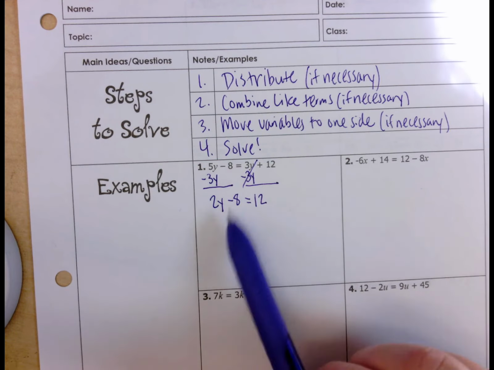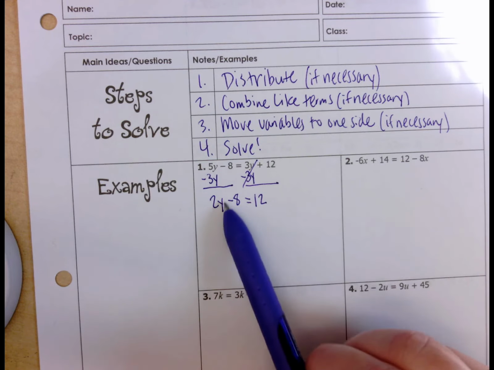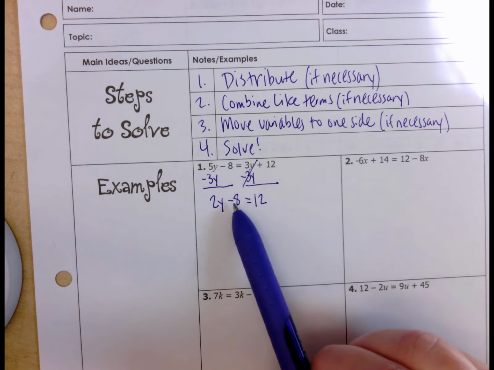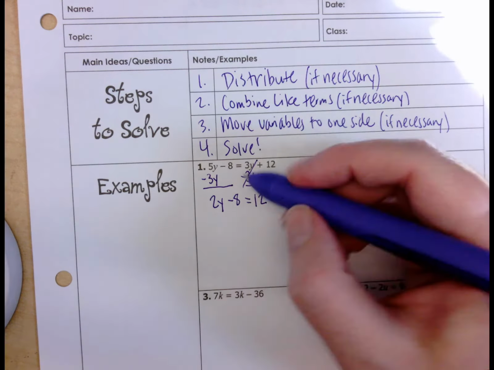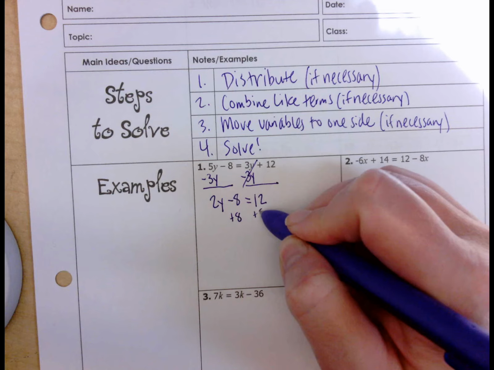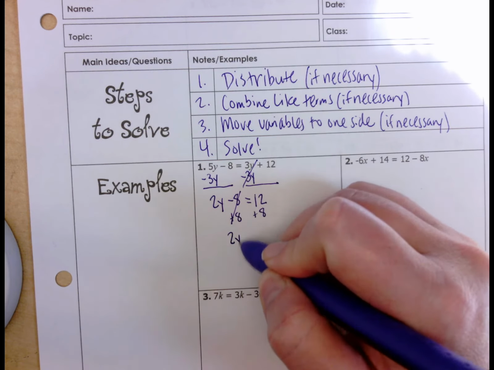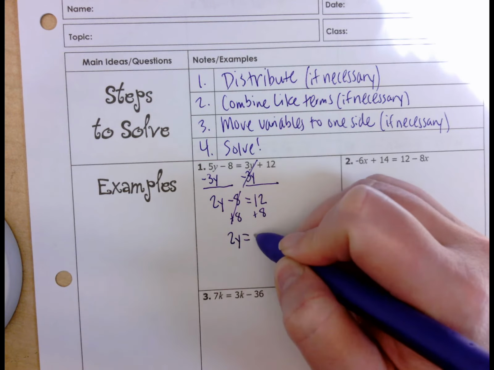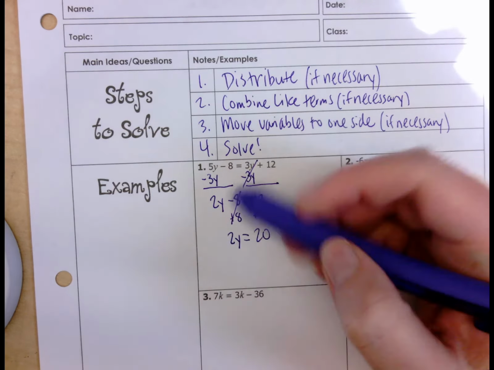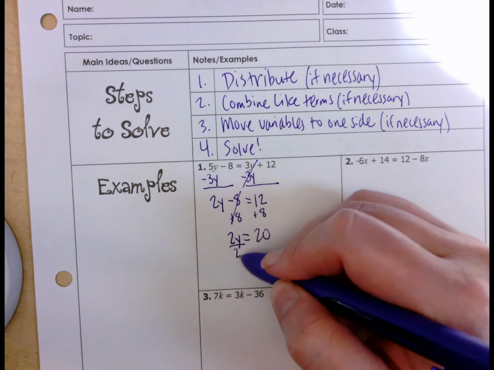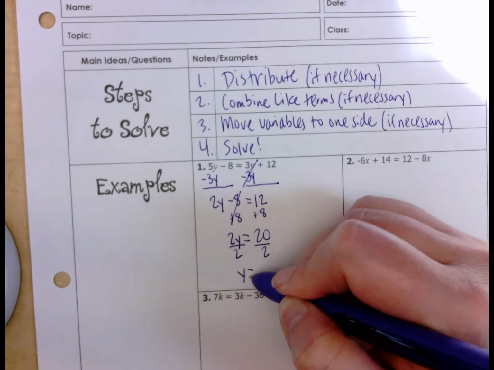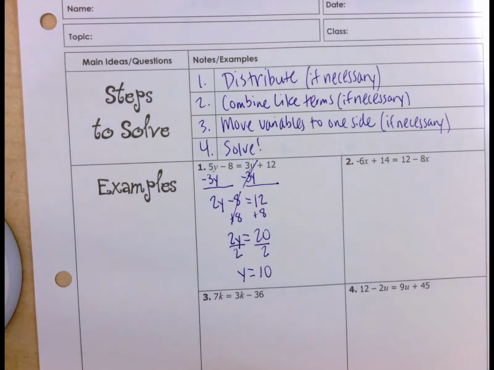So I'm going to do step 4, which is solve. I'm going to get everything away from the y. So I'm going to start with the addition and subtraction. I'm going to add 8. Negative 8 plus 8 is 0. And I'm left with 2y on the left and 20 on the right. And then to get rid of this multiplication, I'm going to divide. And so y is equal to 10 in this case.